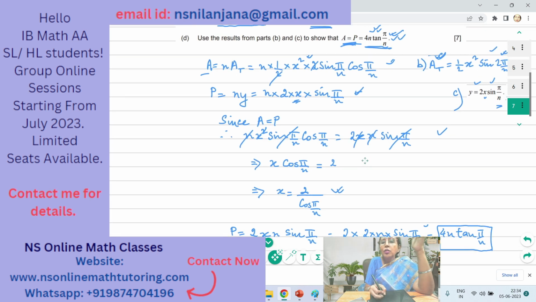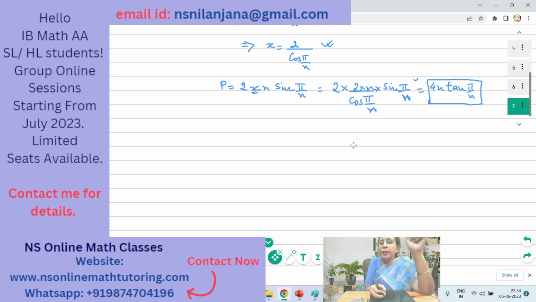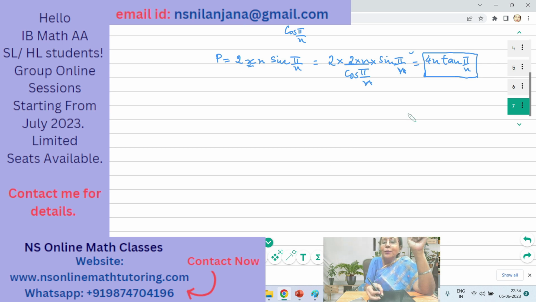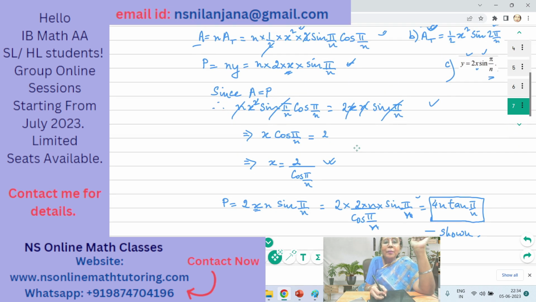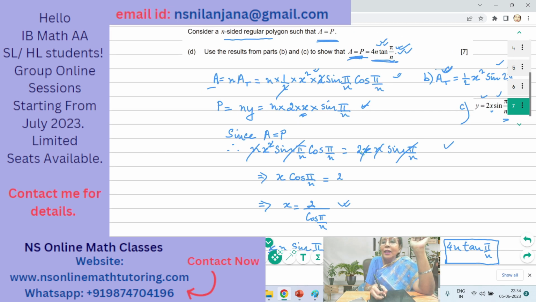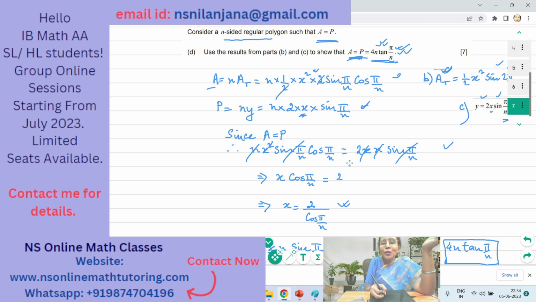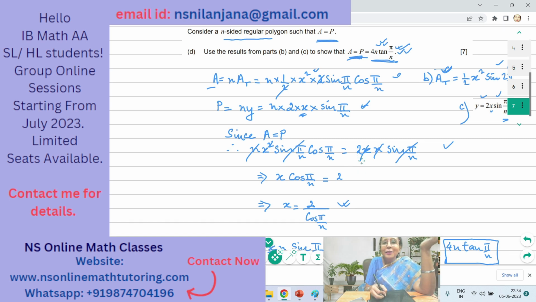Show that A equal to P. We had taken A equal to P and equated those two expressions equal to 4n tan pi by n, and we have shown this and we have got 7 marks. So we have completed subpart D. Let us move on to subpart E.